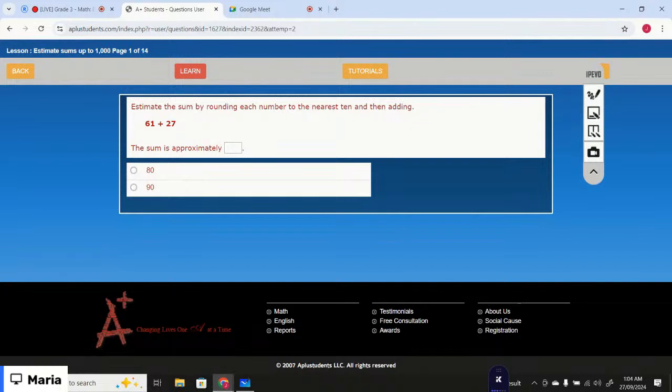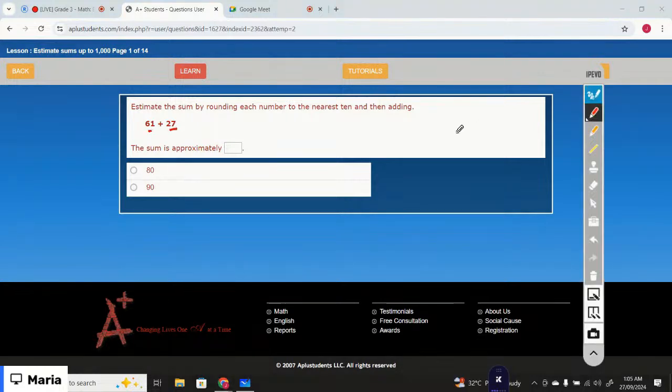Estimate the sum by rounding each number to nearest 10 and then adding. That is 61 plus 27. So here you have 61 and 27, right? 61 is between two tens, 60 and 70. Just one number away, so 61 is estimated to 60. Then you have 27. 27 is between two tens, 20 and 30. Here you have 25, and it is more than 25. So it would be estimated to 30, right?